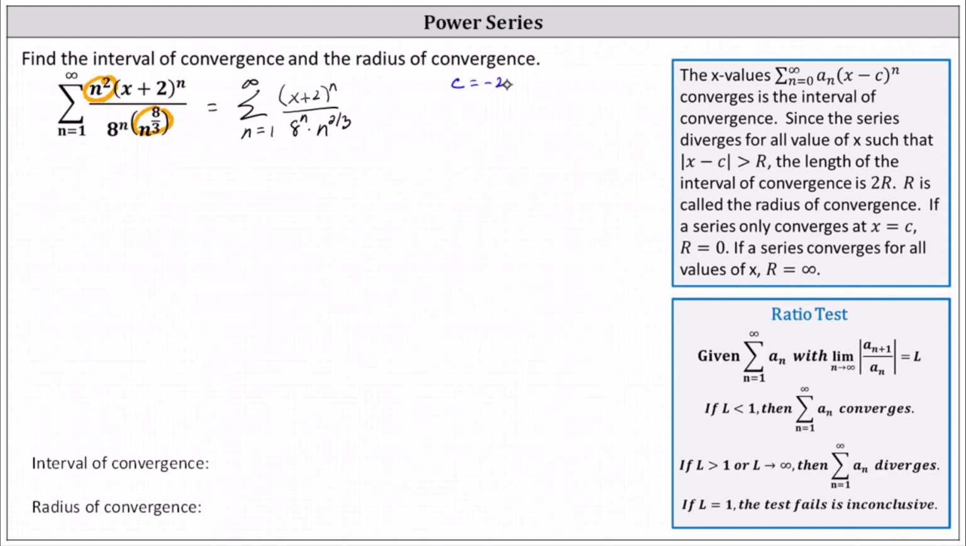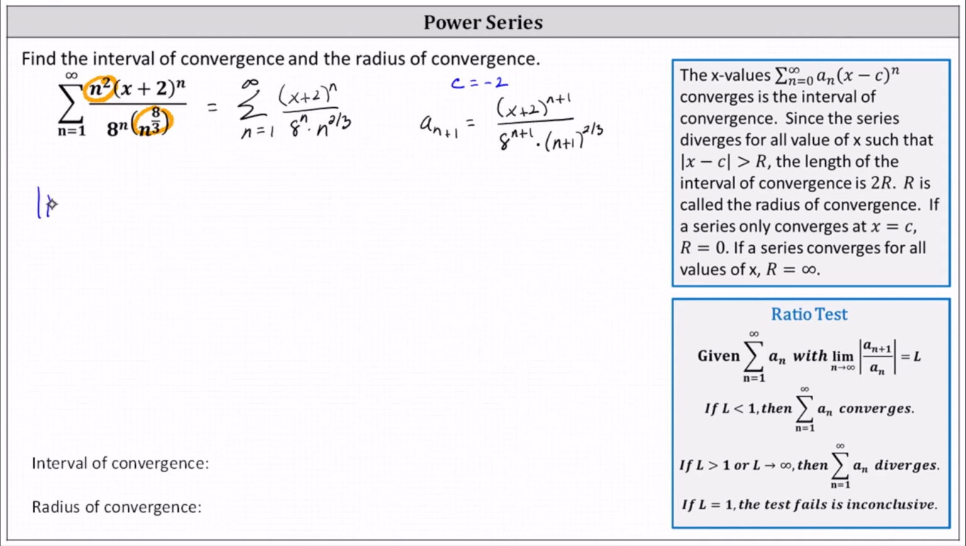And now to determine the interval of convergence and the radius of convergence, we'll begin by applying the ratio test, where a sub n is the given formula, and a sub n plus 1 is equal to (x + 2)^(n+1) divided by 8^(n+1) times (n + 1)^(2/3). And let's determine the limit as n approaches infinity of the absolute value of the quotient of a sub n plus 1 and a sub n.